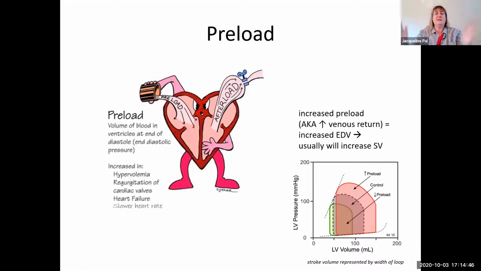Students always think it's a height thing, but it's a width thing. So the loop in the middle is the normal one. And if we increase the preload, yes, we're going to be increasing pressure because an increase in volume increases pressure. But I think you clearly can see that this loop is much wider. So we have a bigger stroke volume. We started with a bigger end diastolic volume, and so we can kick out more blood. And then obviously a decrease in preload is going to give us a decrease in stroke volume generally.